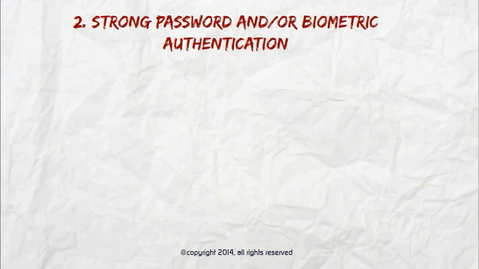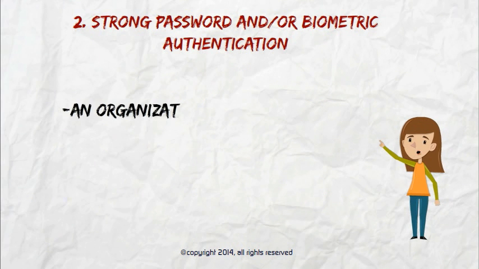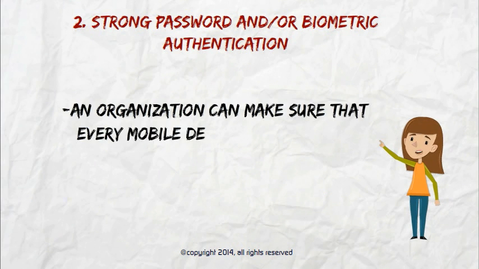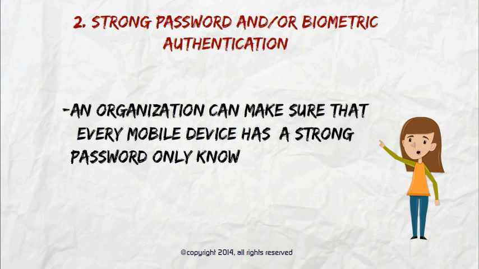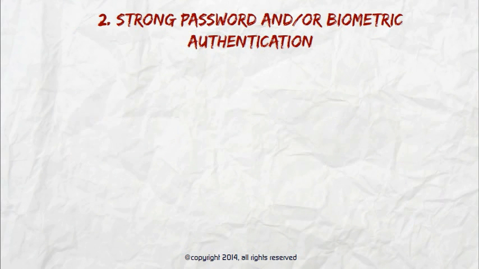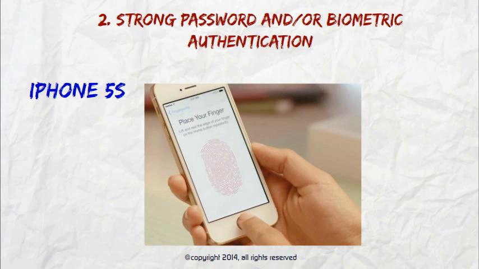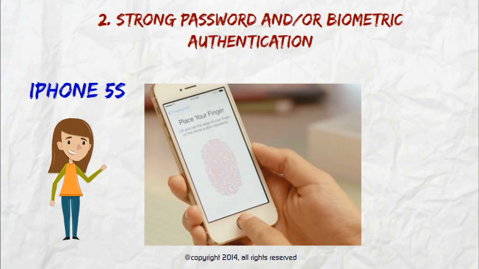2. Strong password and/or biometric authentication. An organization can make sure that every mobile device has a strong password only known to its owner. Additionally, if one is using mobile devices like the iPhone 5S or other newer devices, it is always possible to allow only biometric authentication to access these mobile devices. These steps will ensure that even if a mobile device is lost or stolen, no one can look at the data inside.